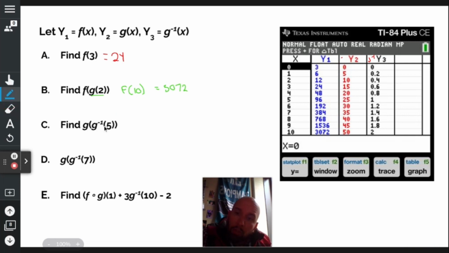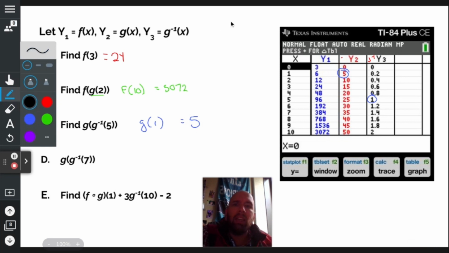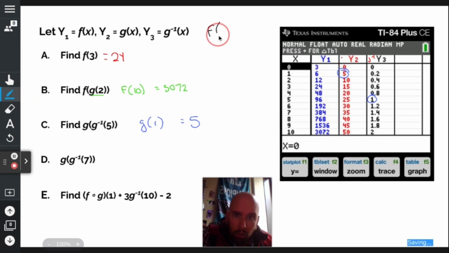Find g of g inverse of 5. So here's g, I erased it. g inverse of 5, here's 5, is 1. So g of 1 is going to be 5. That makes sense. There's a little rule that says that f of its own inverse is going to equal x. So f of f inverse of 5 should be 5, f of f inverse of 8 should be 8, and vice versa, which takes us to this guy right here.